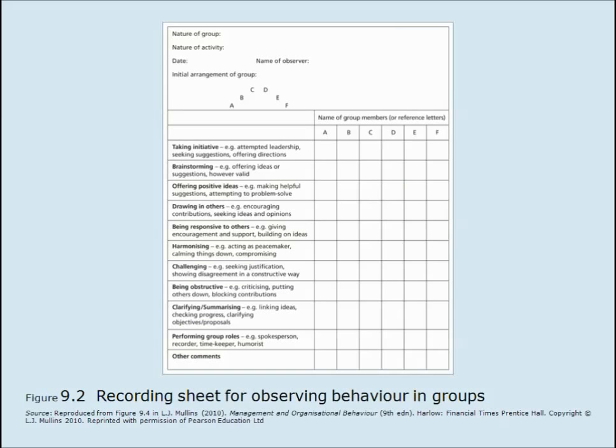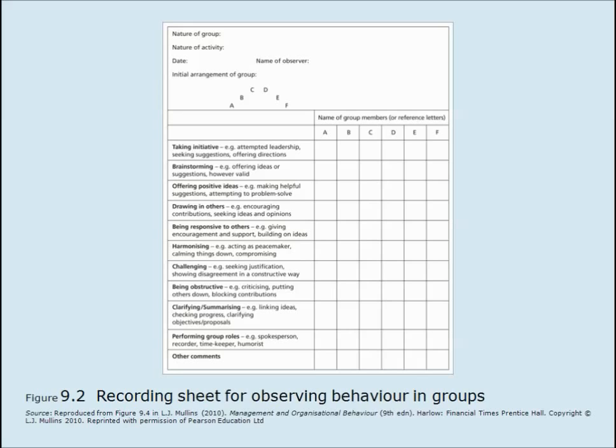Again, here's another example of a recording sheet for a structured observation. Again, you've got your categories: taking initiative, brainstorming. Did you witness these things? Tick the box for which group member did it. So here we're looking at the different group members. It's a group situation. It could be a team of managers doing an exercise. You're observing them. They're not given by name. They're A, B, C, and D.